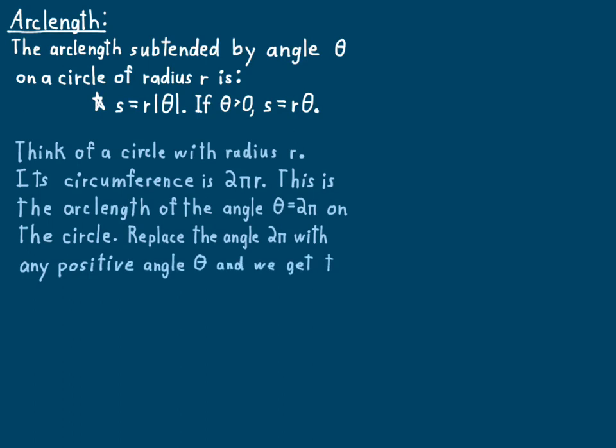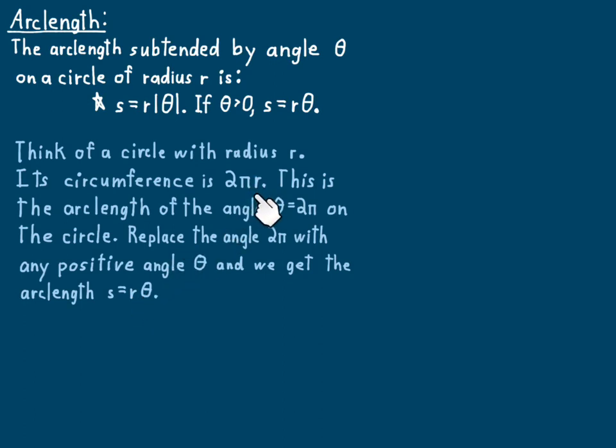Now, if you replace the angle 2 pi, remember that's in radians, with a positive angle theta, then you just replace the 2 pi in the circumference formula. Circumference is 2 pi r. 2 pi is the angle, right? It's in radians. Replace that angle with theta, and you get the arc length. They just wrote the theta second instead of first. So you can think of it as theta times r if you want.